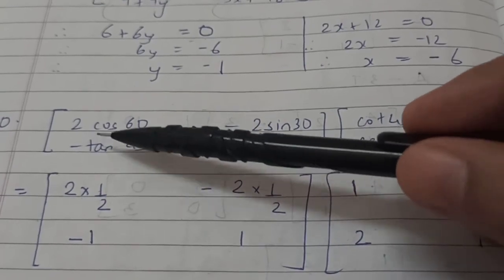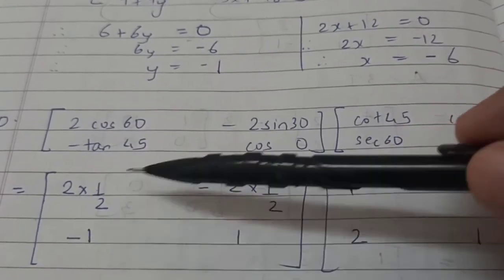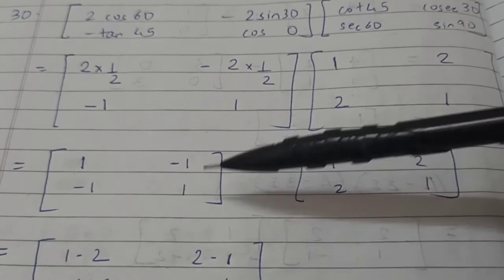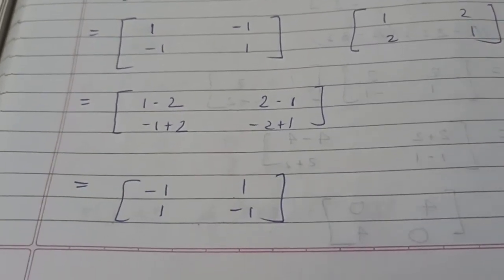Just substitute the values, 2 into that value, minus 1 into that value. So you get 2 matrices. You know how to do multiplication, and this is your final answer.